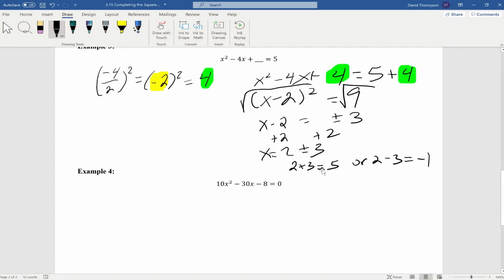Example 4. We're given 10x squared minus 30x minus 8 equals 0. And we're going to solve this also by using complete the square. So first thing we're going to do is move the 8 over. So 10x squared minus 30x minus 8, and we're going to add 8 to both sides. So we're going to get equals 8. Next thing we're going to do, we're going to divide everything by 10. So we have x squared minus 3x equals 8 over 10, which I can reduce to 4/5.